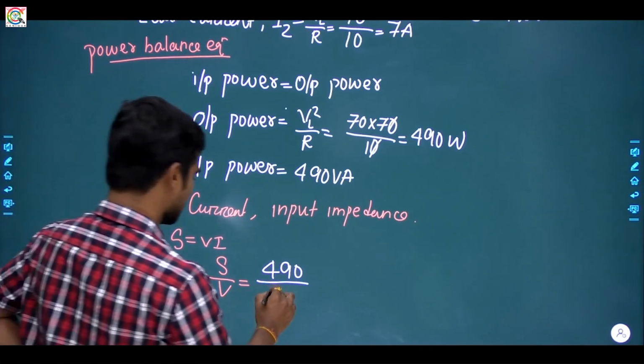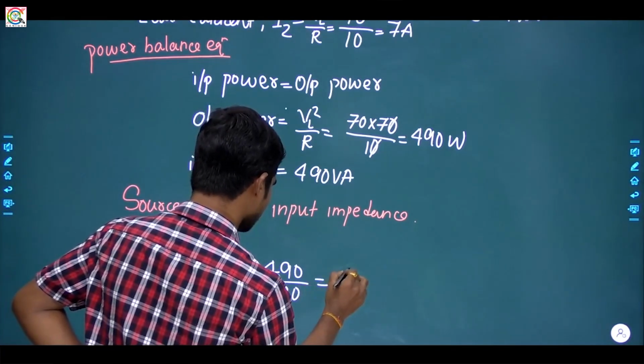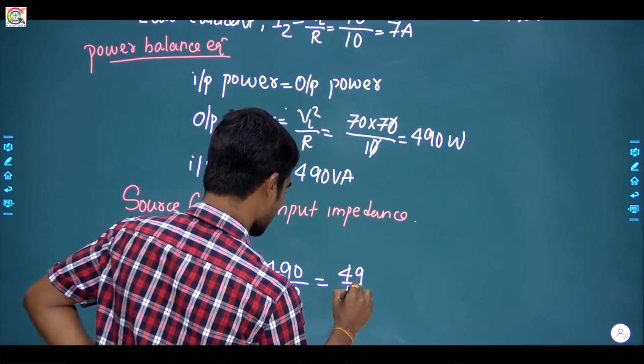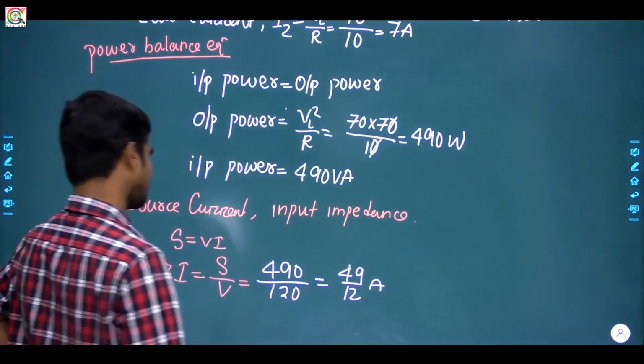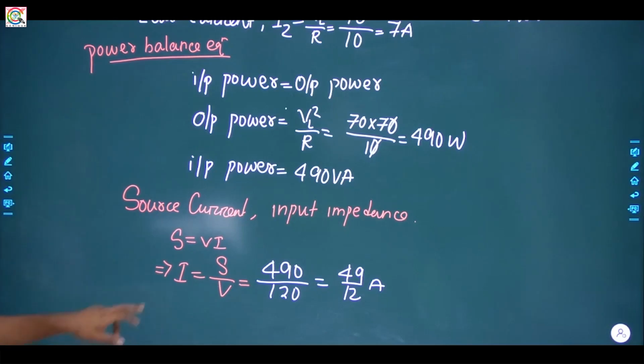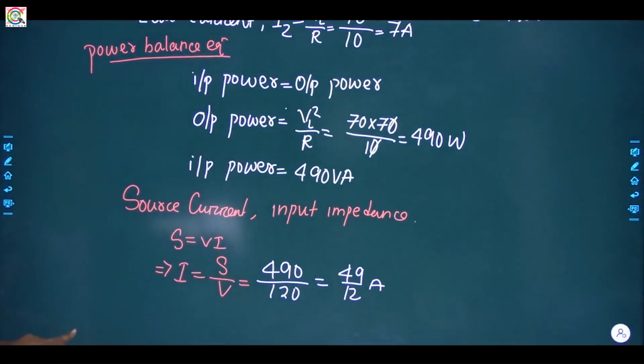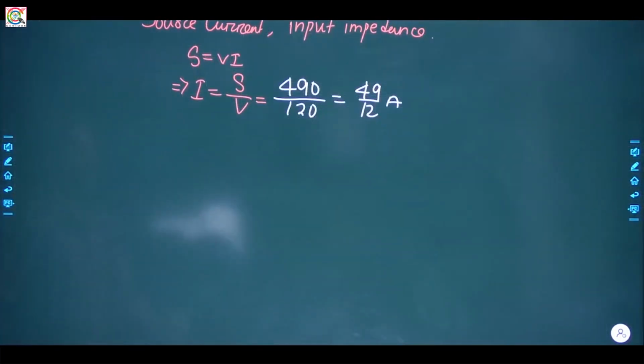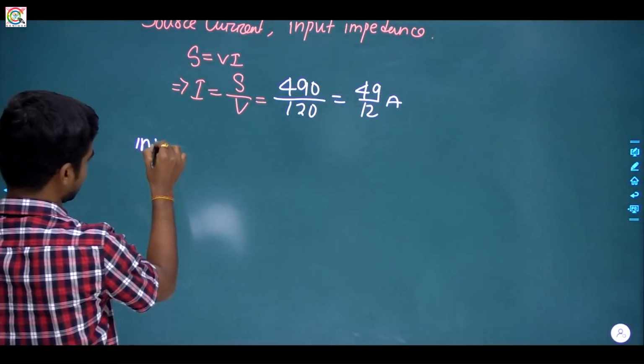Voltage is 120. So I can write here 49 by 12 ampere. This is the current, the input current or source current. Now tell me the input impedance.